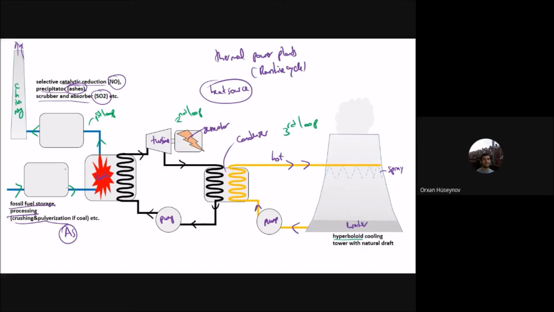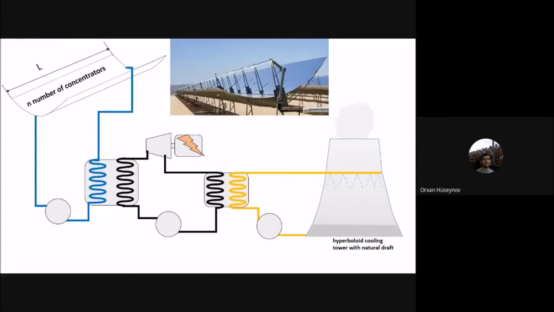And that's all. Another method to heat the water inside the boiler is to use renewable energy. So we can use these collectors here. When the sun energy falls on these concentrators here, sorry, this is not a collector, this is a concentrator. So we are using the concentrators here.